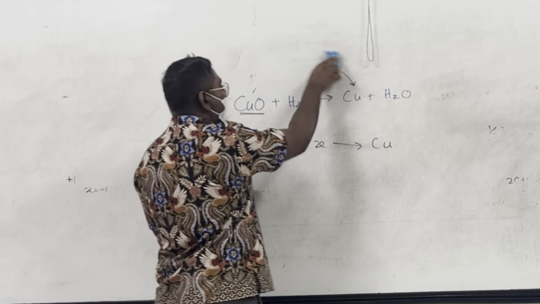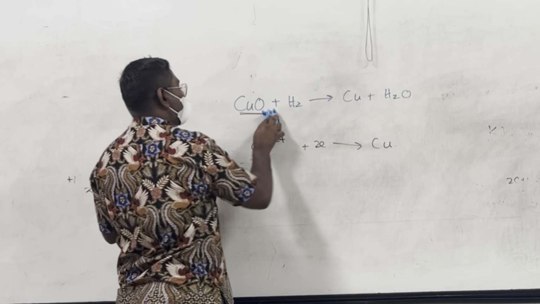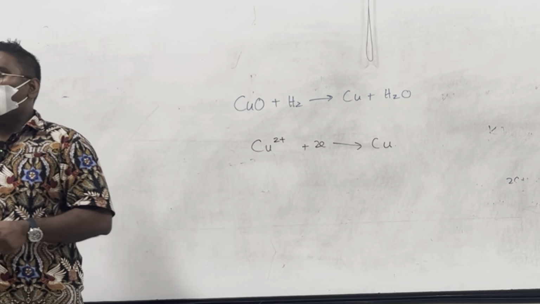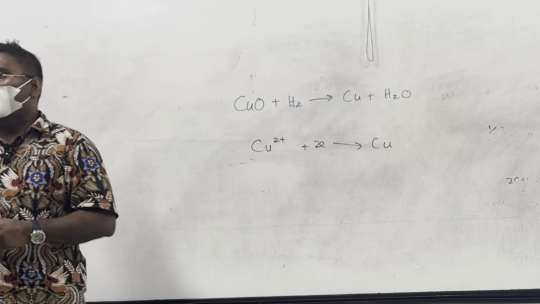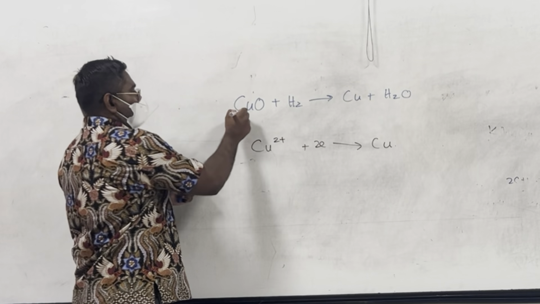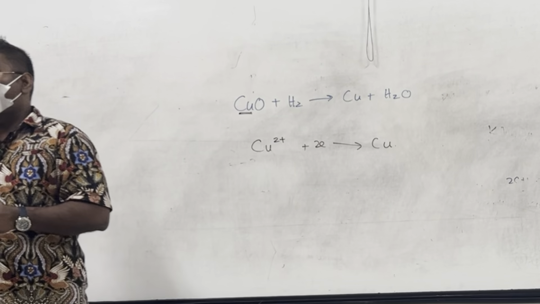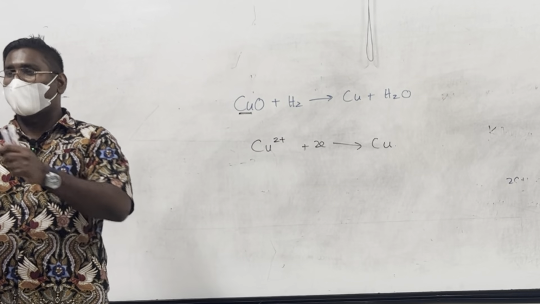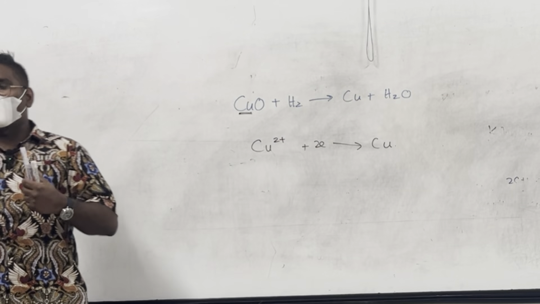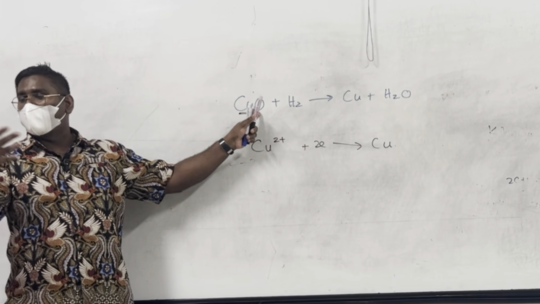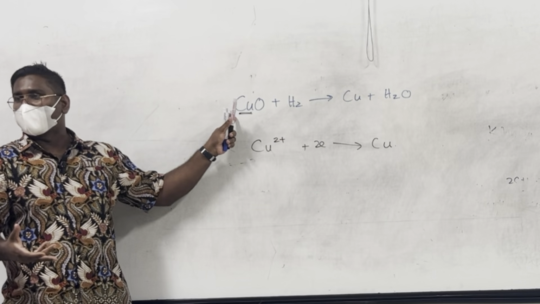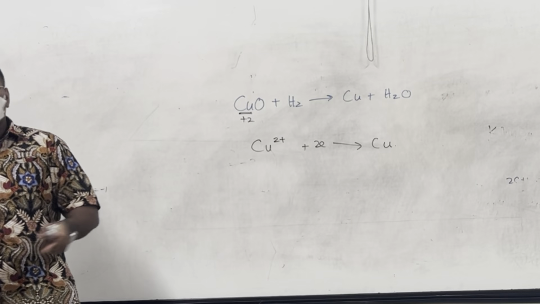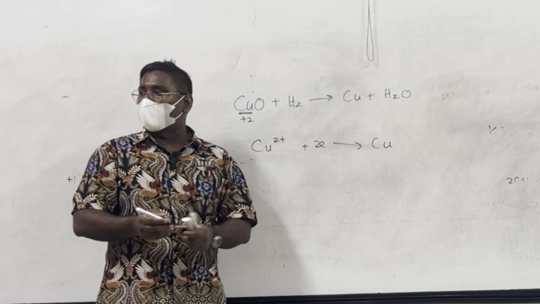Okay, follow here. Let's say now I want to look at everything using oxidation number. What is the oxidation number of copper? 2 plus. Please remember this is in a compound. And in this case you see oxygen is 2 minus, so of course this one will be 2 plus. So this one is plus 2.